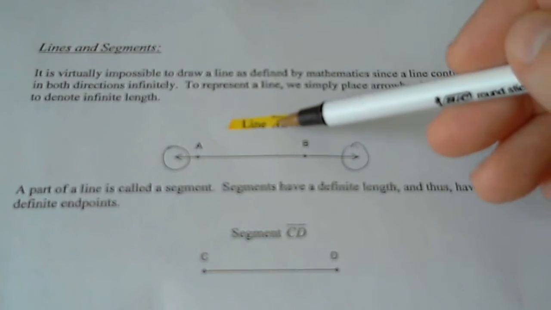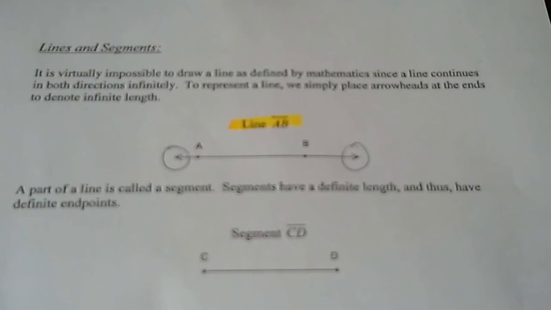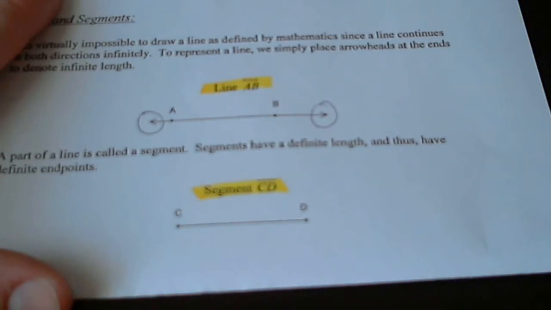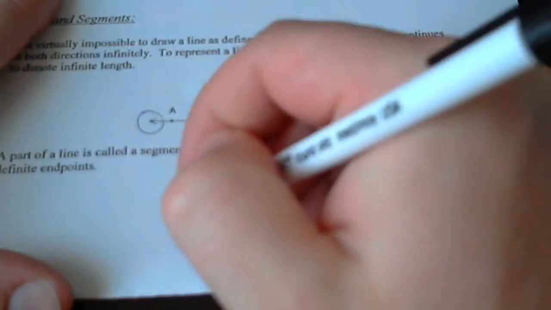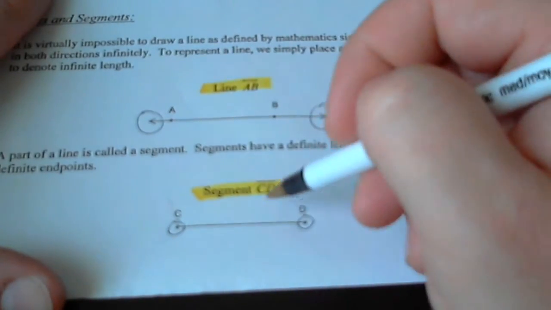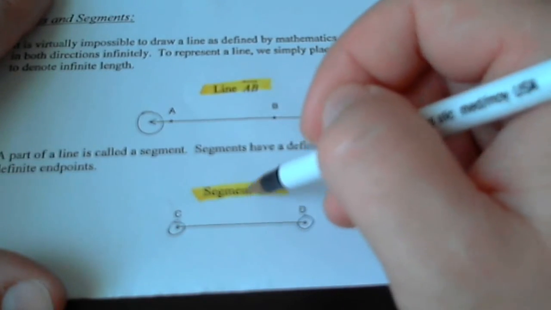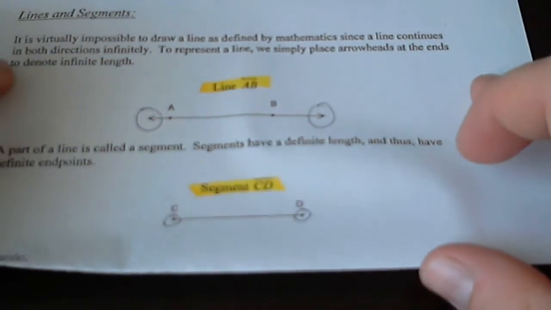Notice how we name it AB with the arrowheads on the line on top of it. That's different than segment CD, where segment CD doesn't have the arrowheads. Notice it definitely stops at point C and point D. So that's the difference between a segment and a line. Segments stop, lines go on forever.